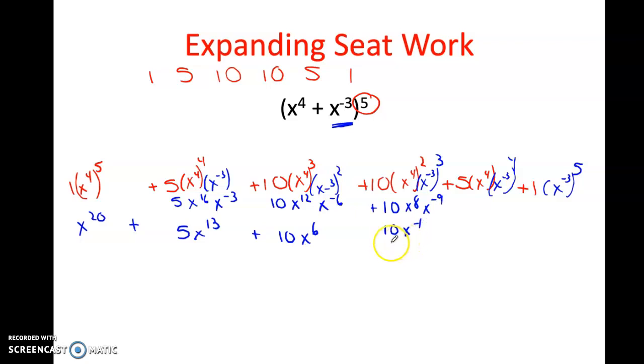MyMathLab may accept it like that. Just check it out. Or in our class, we talked about not having negative exponents, so you're going to put x on the bottom. That means reciprocal.